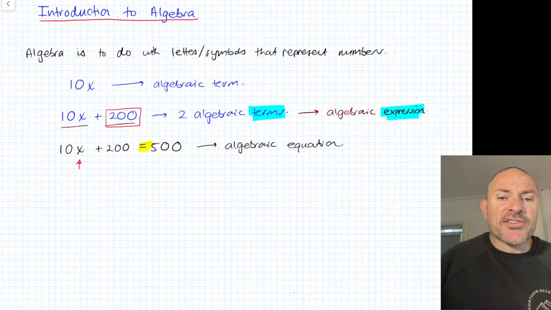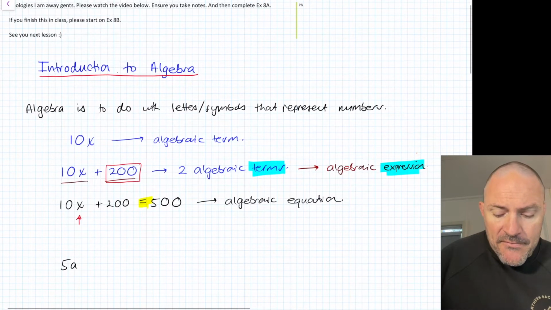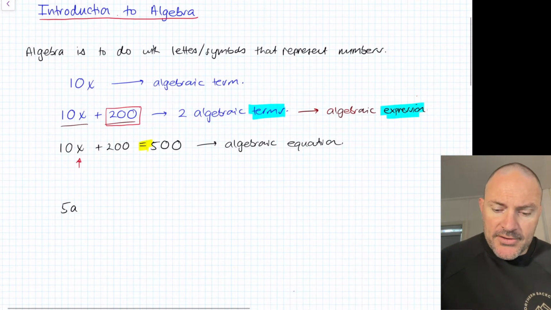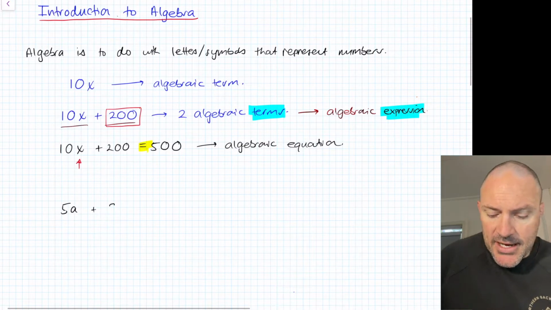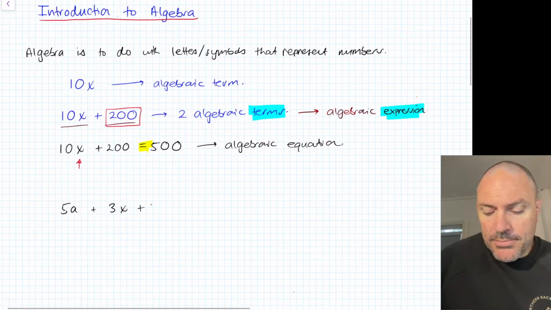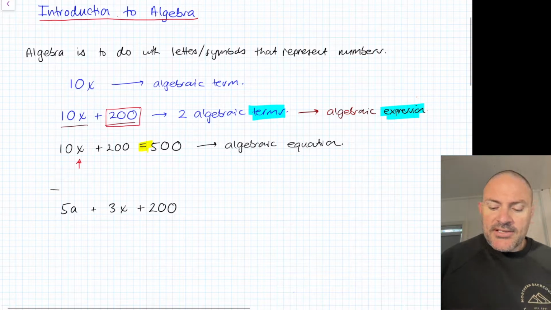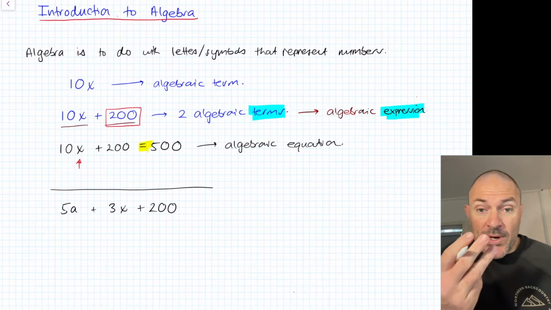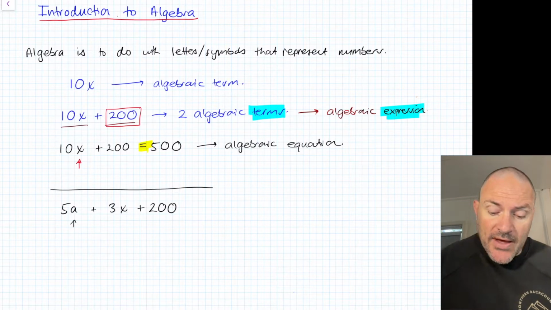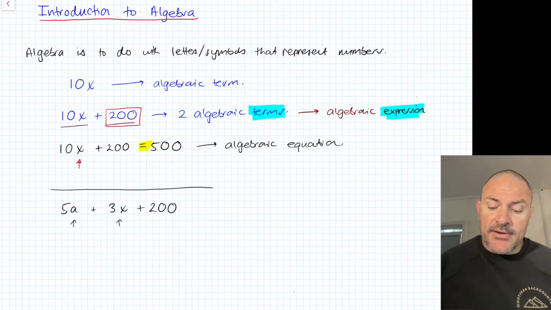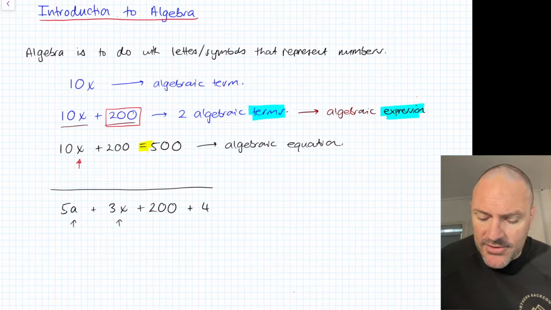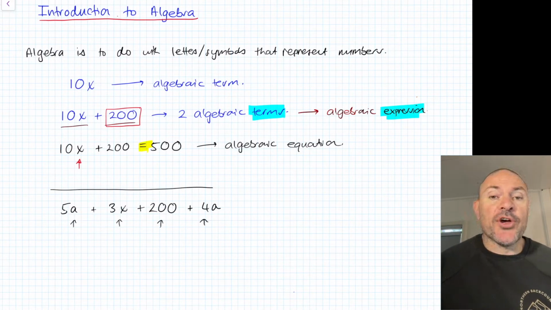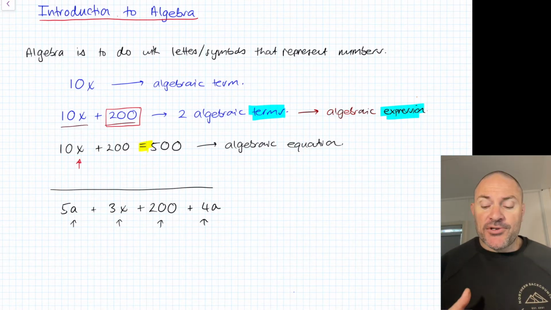Let's actually use a slightly different example. Let's say we have 5a plus 3x plus 200, right? So this is a slightly different example. We have this time how many algebraic terms? We have 3 of them, okay? We have an a and we have an x here. Actually, let's add on a 4a as well, okay? So now we have 4 algebraic terms. This makes an algebraic expression.